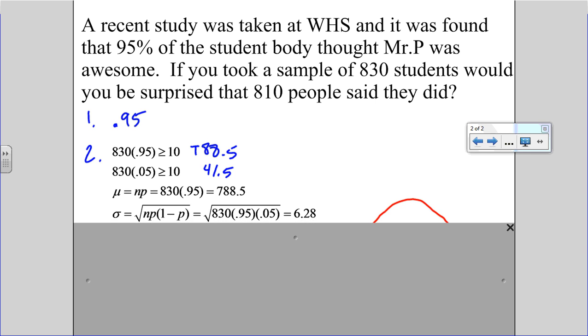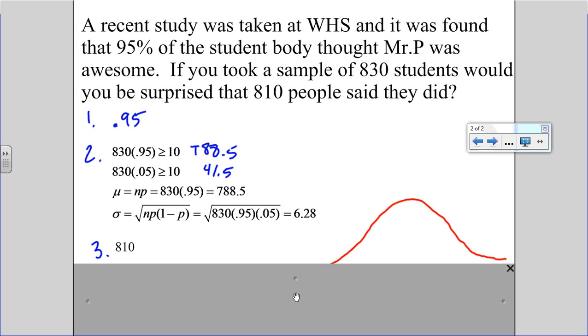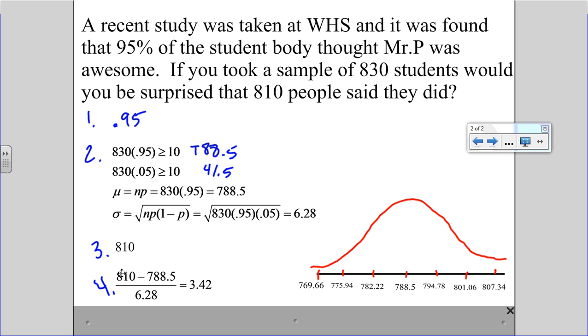Then I can find my mean and standard deviation. As you can see, n times p, standard deviation, and do round this number to 2 decimals just to stay consistent. Don't try and make it into a fraction or anything. Just round that to 2 decimals. Once you have that, the world's our oyster. We can find z-scores, we can find percentiles, all that fun stuff. So for this specific sample, I know I found 810 people said that they thought Mr. P was awesome. So I stated that, and now I find its z-score. 810, my x, minus my mu of 788, divided by 6.28, and that's a z of 3.42. That sample was 3.42 standard deviations above the mean.